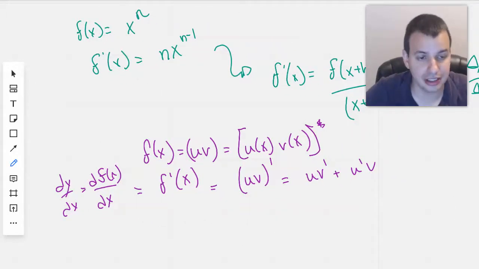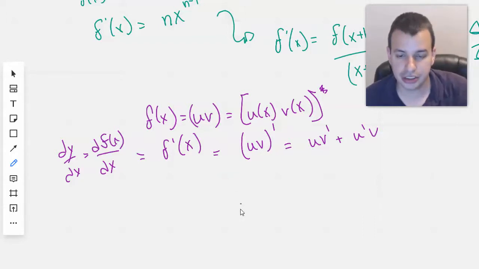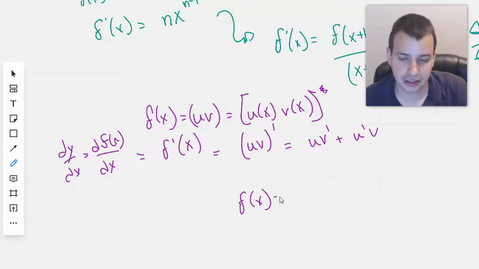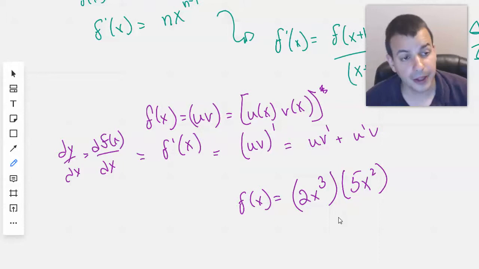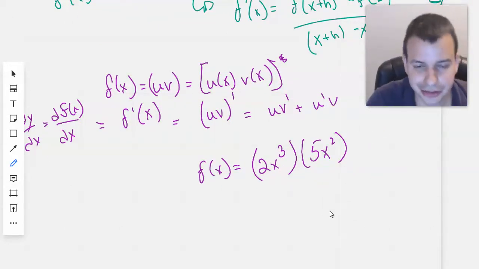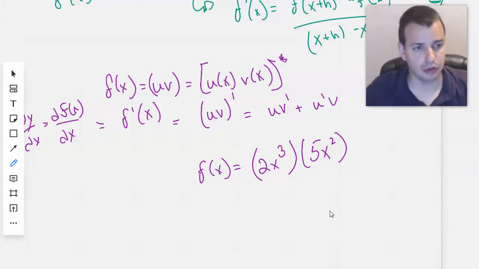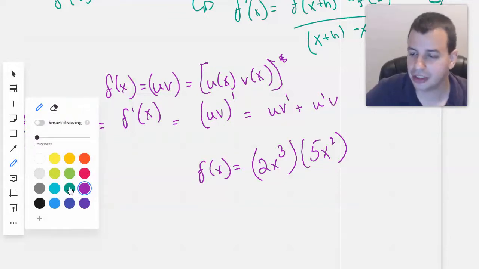And so to look at an example here, we could say f of x equals 2x cubed times 5x squared. And your first thought is, well, they're just polynomials. We multiply them together and then we do the power rule. Yes. In reality, that's exactly how you would do this.